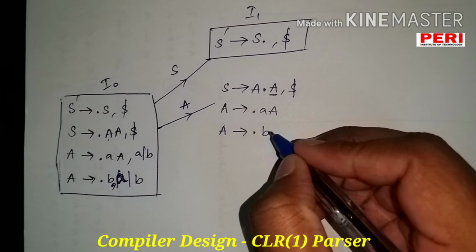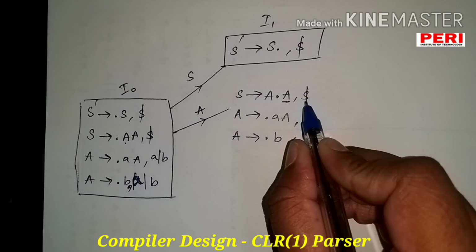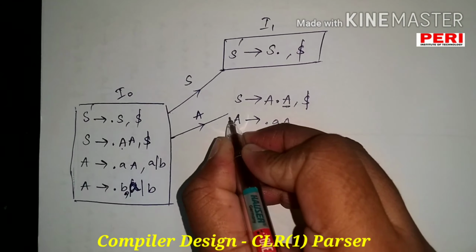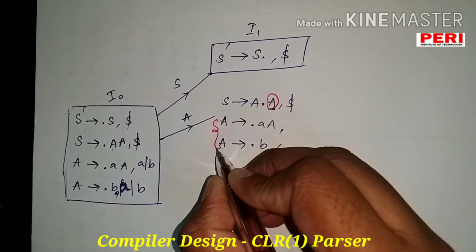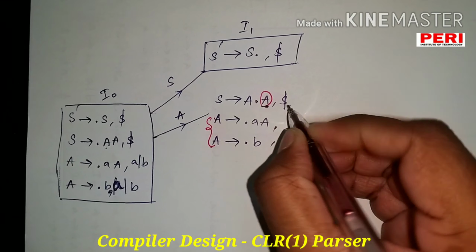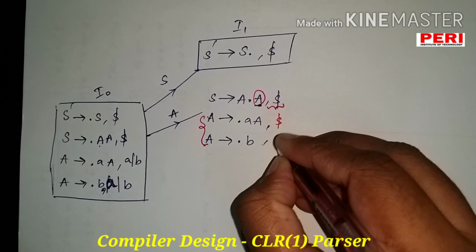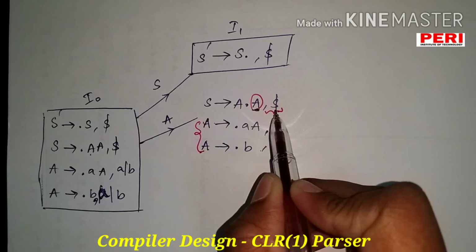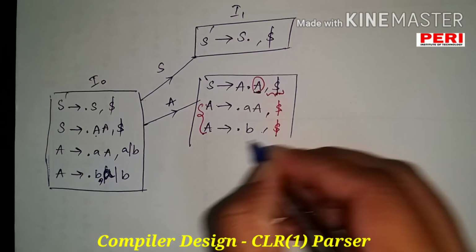Now you may have a doubt whether you have to take a or b as a look ahead or dollar as a look ahead. Let me make it clear at this point. You are adding the productions of A only for this A. Since this A follows the dot, I am adding the productions of A. And since this A is followed by the dollar sign, the look ahead is going to be dollar and not a or b. Make it clear, you are adding the productions only for this A, and this A is followed by the dollar sign. Therefore, dollar will be the look ahead for this A's production. So that's all for this state, and I am going to name this state I2.